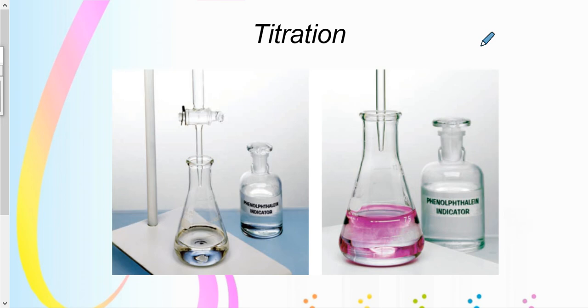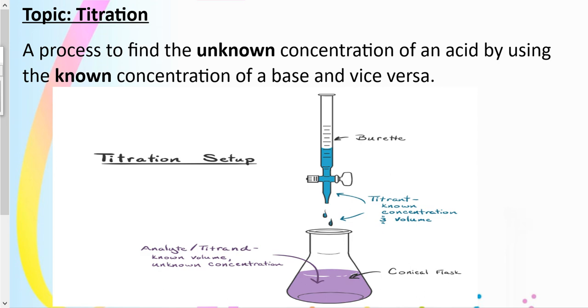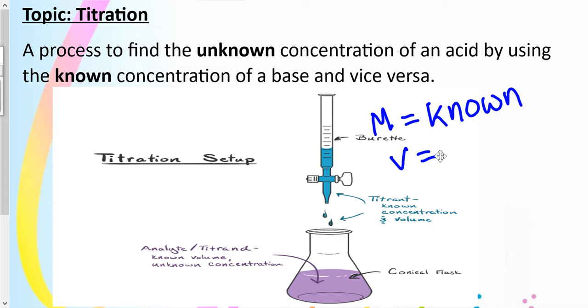The setup of this process looks like this, where we have a burette and we have an Erlenmeyer flask. In the burette, we usually put the standard solution, meaning something that we know. The concentration of the standard solution must be known, and then we can figure out the volume of the standard solution by using the reading from the burette, right? So we have a starting point and then we have an end point, and the difference is going to be the volume of the standard concentration, right?